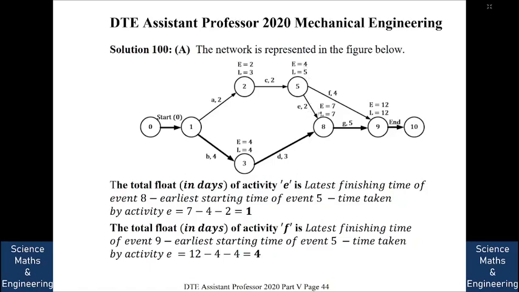So earliest it becomes 4, but latest it becomes what? 7 minus 2 is 5. So we have one extra day then. So again 2 days here, so latest is 3, earliest is minus 2, so it is 2. So that way it comes.